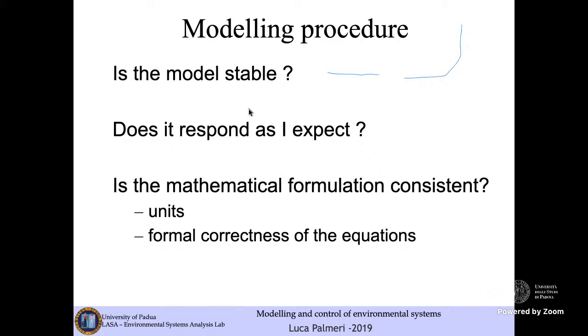And then a last check is that of checking if the mathematical formulation is consistent in terms of units, so the currencies of description of the elements that appear in your system, but also the formal correctness of the equations implemented in your model is another important aspect to be included.